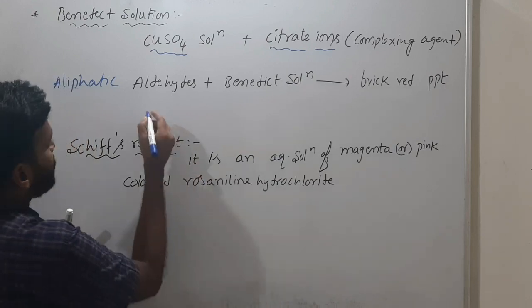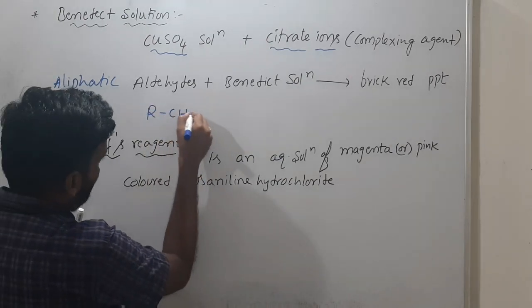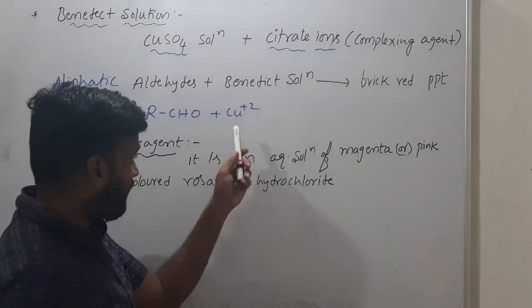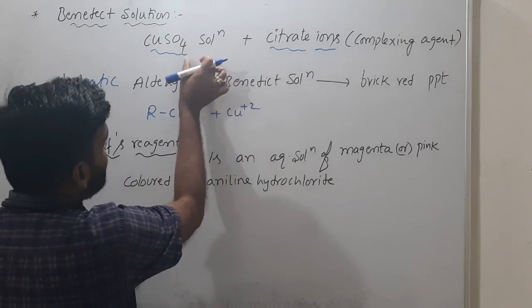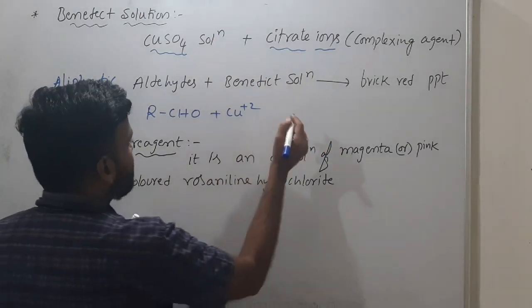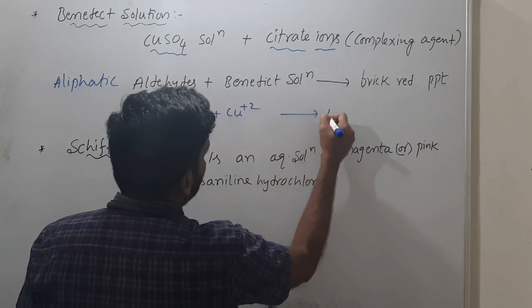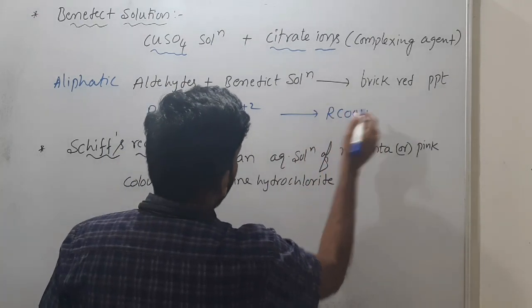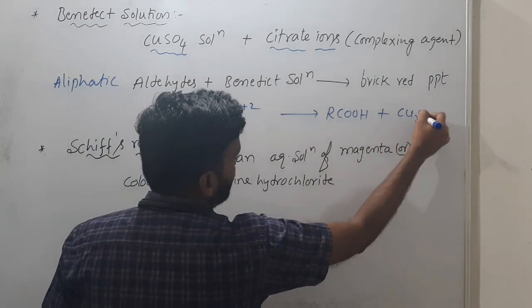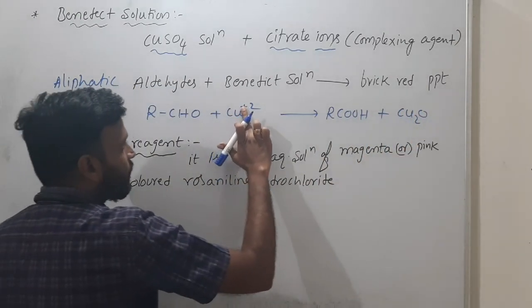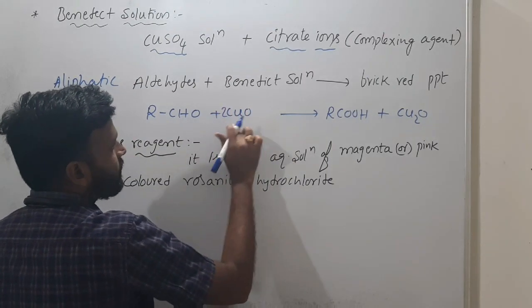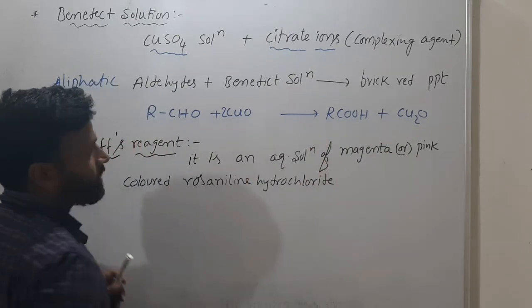This is very clear. So like this, RCHO and copper 2+ ions, like CuO, copper sulfate with this CuO will form Cu2O. But in general I am writing like this: RCOOH you will have by oxidation, plus Cu2O. So how it will be: if you take 2 moles of CuO, you get Cu2O and RCOOH like that.